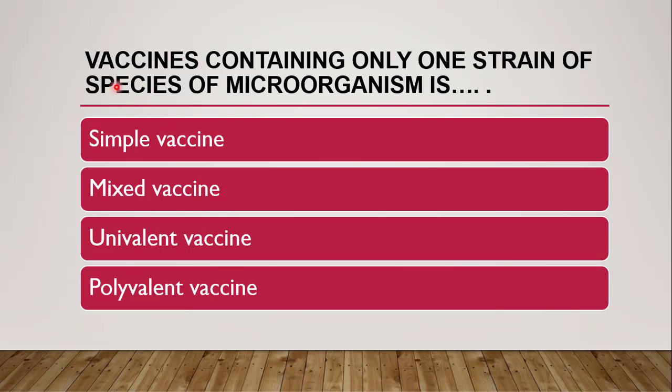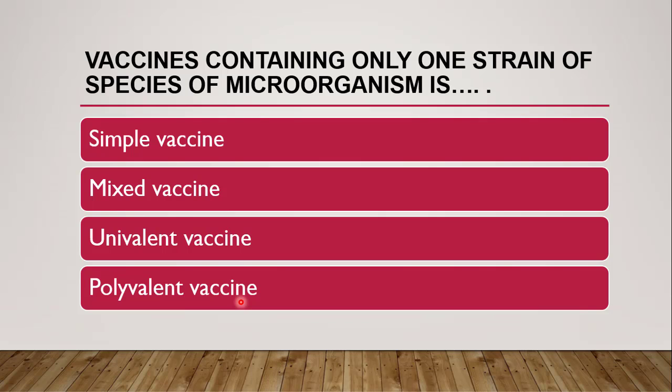Next question is, vaccines containing only one strain of species of microorganism is dash. Whether it is a simple vaccine, mixed vaccine, univalent vaccine or polyvalent vaccine. If you see the first classification we saw of vaccines, which was killed vaccine, live attenuated vaccine, subunit vaccines, toxoids, etc., these were the types of vaccines. Simple vaccines, mixed vaccines, univalent vaccines, polyvalent vaccines, these are all types of vaccines.